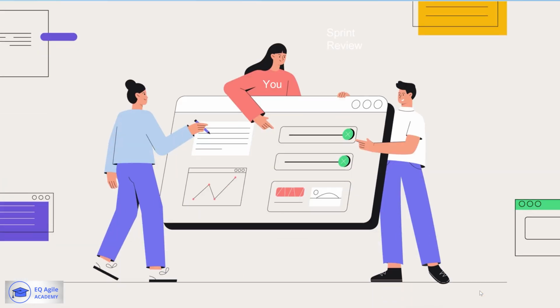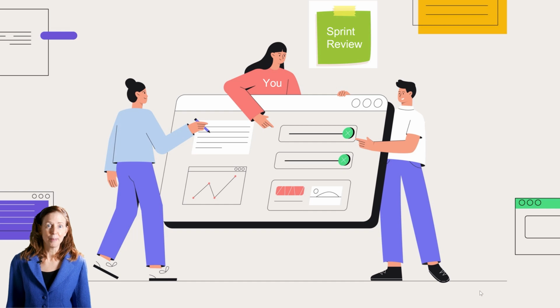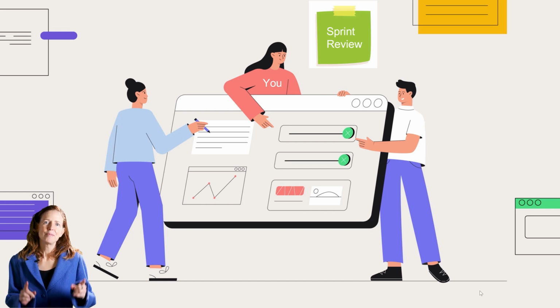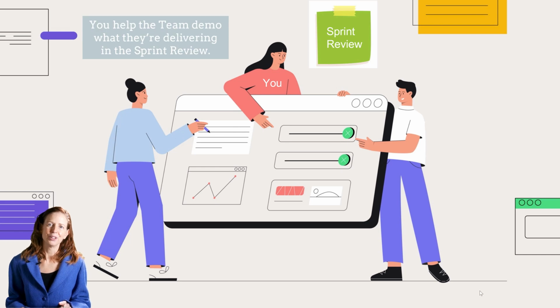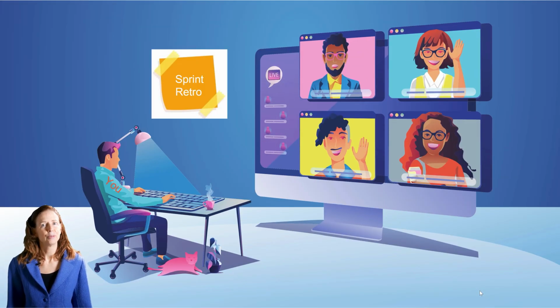So now let's move to the next event. Can you name it? If you guessed the demo or the sprint review, you nailed it. You help the team demo what they're delivering in the sprint review and get stakeholder feedback. And finally comes the event that many people say is the most important, the sprint retrospective. And by the way, this is a really common Scrum Master interview question. What's the most important Scrum event?